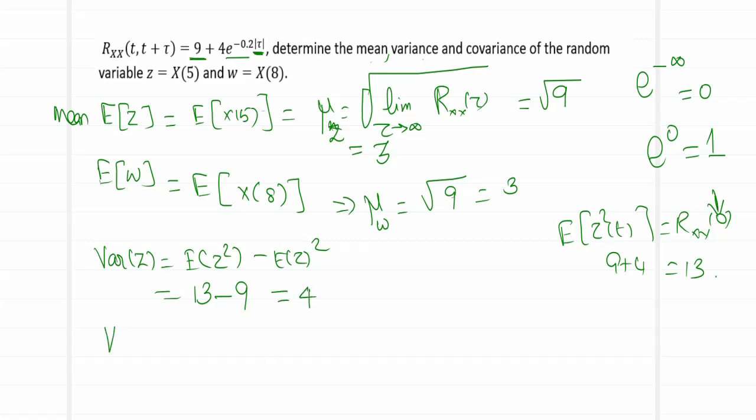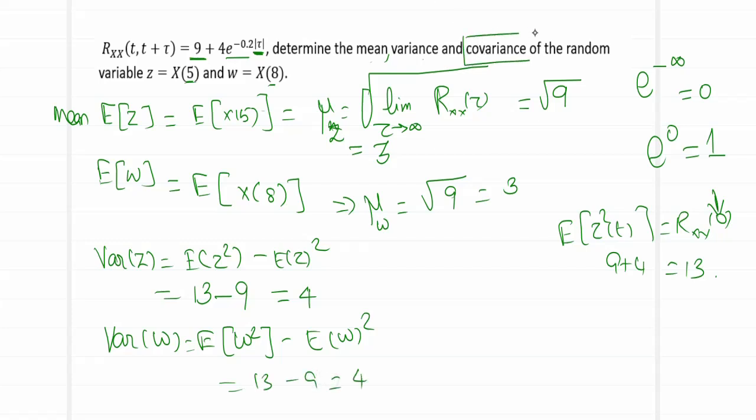And in a similar way, what will be variance of W? Whether it is going to be 5 or 8, that is not going to matter. Hence, it is going to be the same, E of W square minus E of W the whole square. So this will also be 13 minus 9, which is equal to 4. The change occurs when we are finding the covariance.